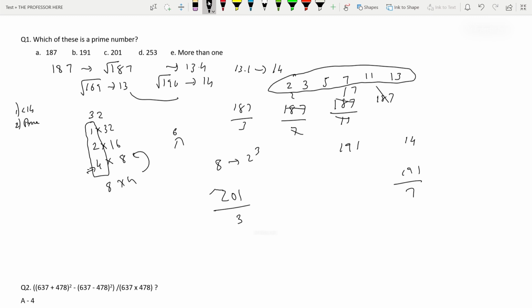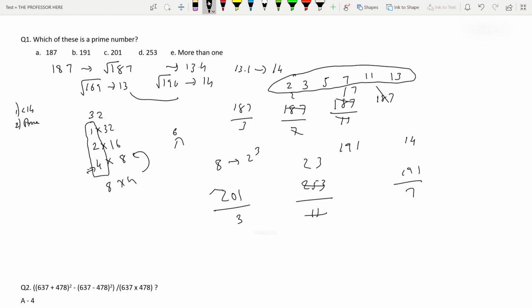So we come to option D, 253. We look at 2, 3, 5, 7. It's not divisible by any of those numbers. It is divisible by 11. 253 divided by 11 is 23. So it is divisible by 11, so 253 is not prime. So option B is the answer.